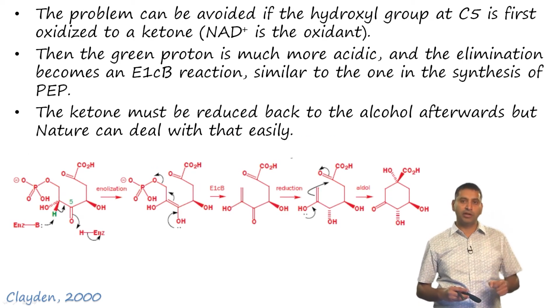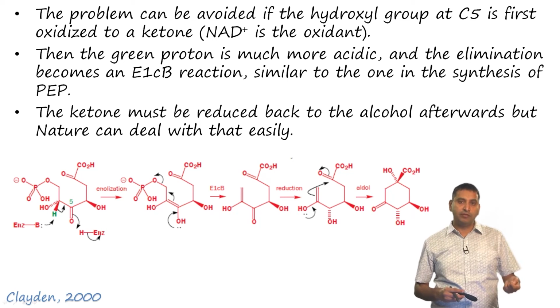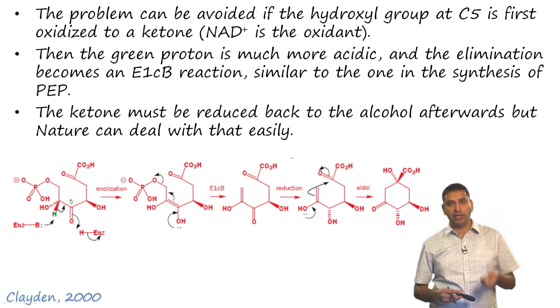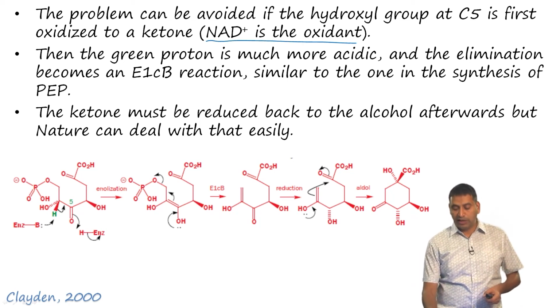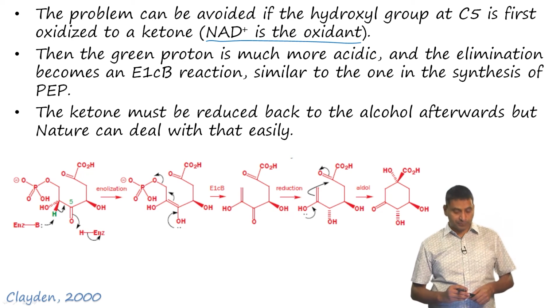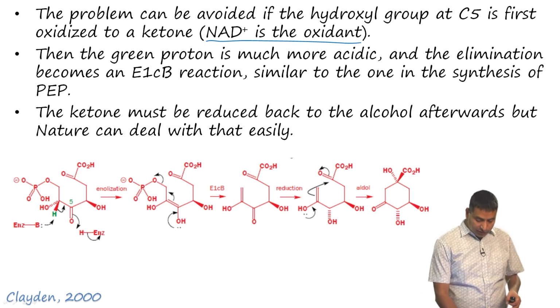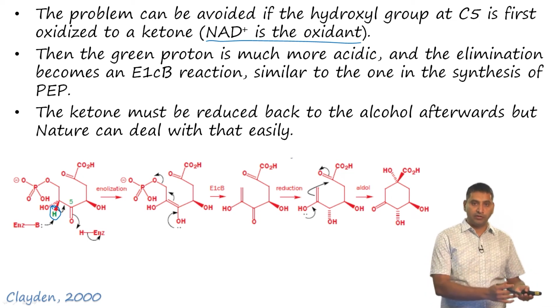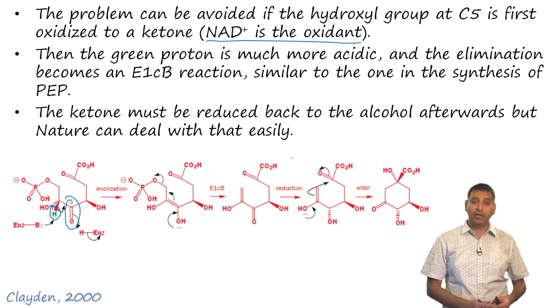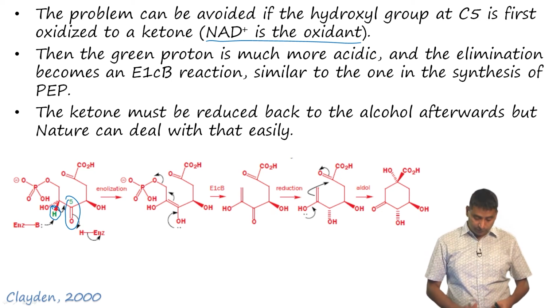The problem is avoided if the hydroxyl group at C5 is first oxidized to the ketone. We have already looked at NAD plus as the oxidant. So, what we are doing here is that this hydrogen shown here, which was previously not acidic, is now adjacent to a ketone, and this pushes down the pKa substantially and makes it acidic enough.